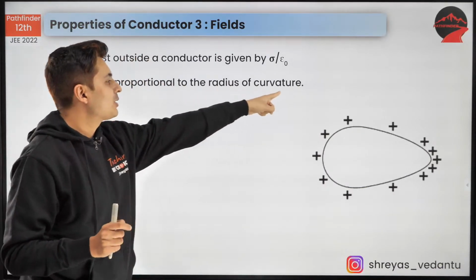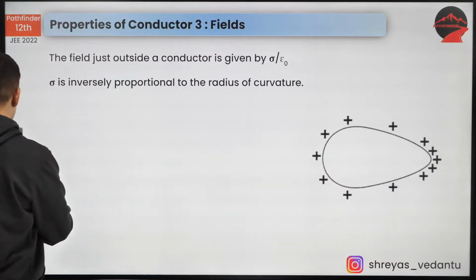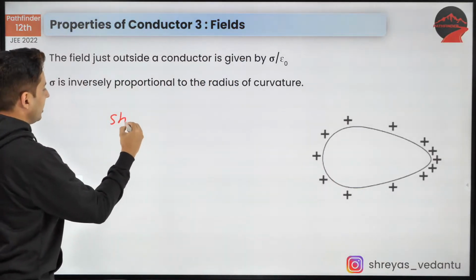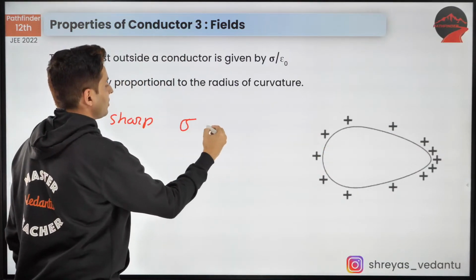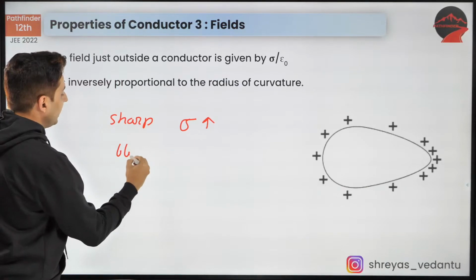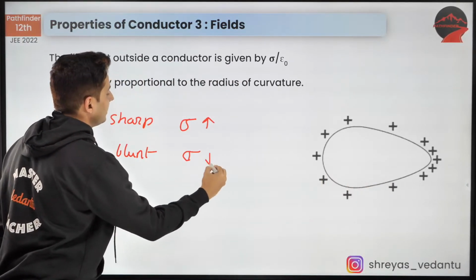Sigma is inversely proportional to the radius of curvature. So wherever it is sharp, remember this: whenever it is a sharp edge, like there, sigma is also more. Wherever it is blunt, like this edge, sigma, the charge density, is also less.